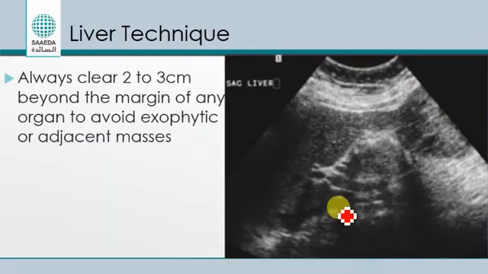Always clear at least 2 to 3 centimeters beyond the edge of the liver. In fact, it's not just the liver, it's every organ. You need to see at least 2 to 3 centimeters outside the edge. Why is that? Sometimes there are exophytic masses hanging from the organ, hanging from the liver. If you do not clear the margin, you will not be able to separate the mass from the liver. For example, in this case, this is the liver here and here, and you can see that this part here cannot be clearly separated from this thing.